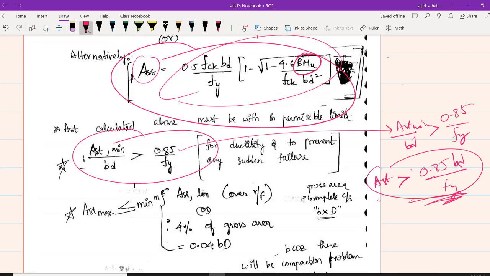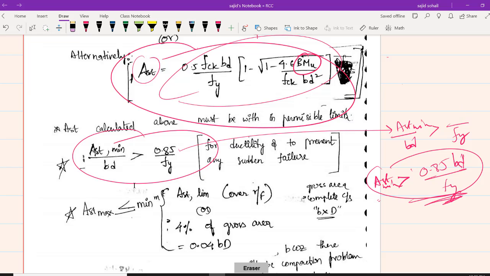Why? Because obviously we need ductile properties of the steel. If you keep only one bar, the chances of failure are very high. So keeping that in mind, to avoid sudden failure, I am keeping 2-3 steel bars. I am not keeping more, just within my limits, 2-3 bars, so that ductility is maintained and there is no sudden failure. So my AST minimum should be greater than 0.85 BD by fy.